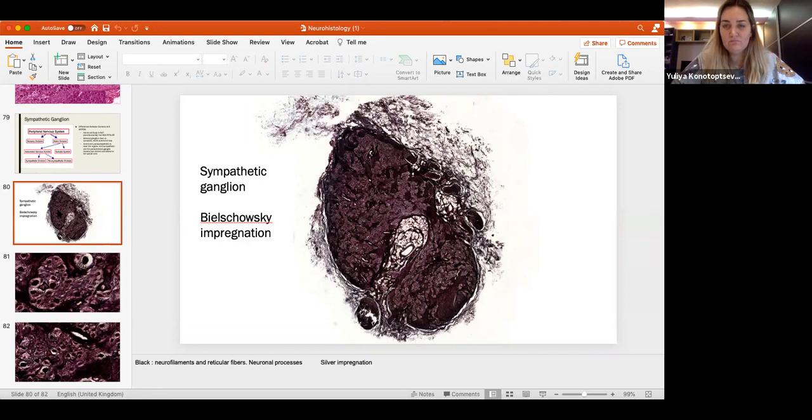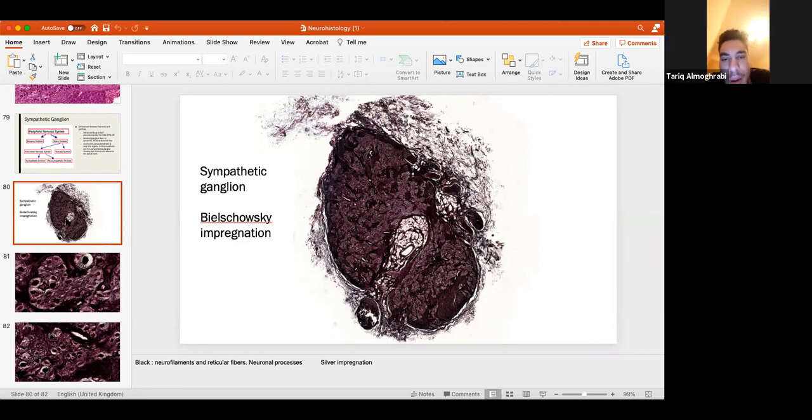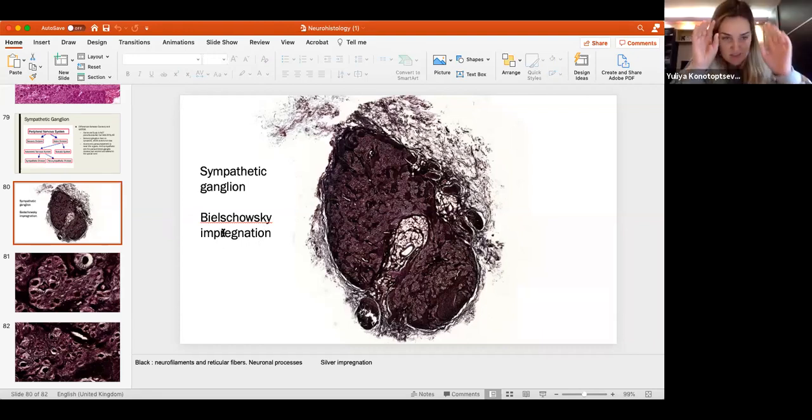Okay, I got it. But it's another name for silver impregnation. Like it's still silver, but it's another name. Exactly. It's the same silver, but you're going to call it Bielschowsky.